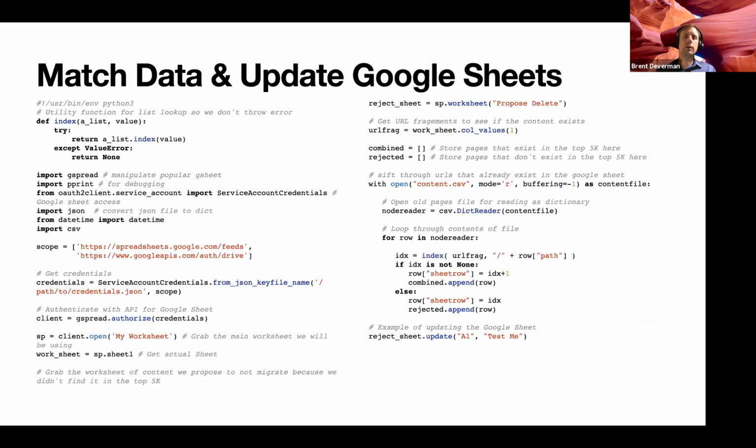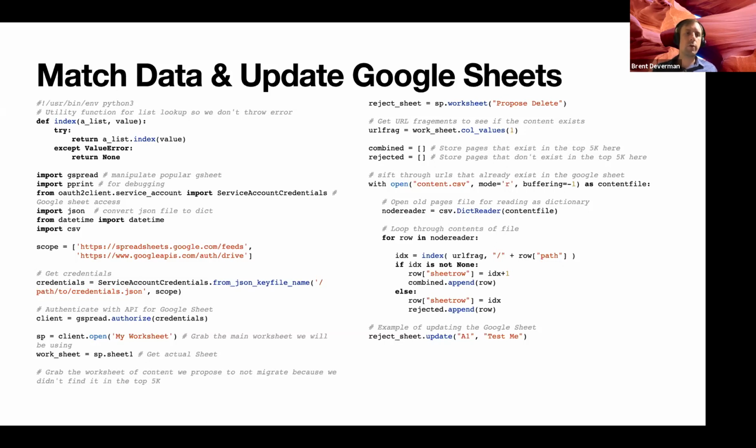Okay, and so now here I want to do some matching with my Google Sheets data. This is an example that shows how to read the Google Sheet and update the Google Sheet. So I'll walk you through this code. The first is a utility function so that we can look up a value in a list and not have an error if the value does not exist. We'll be calling that later in the for loop.